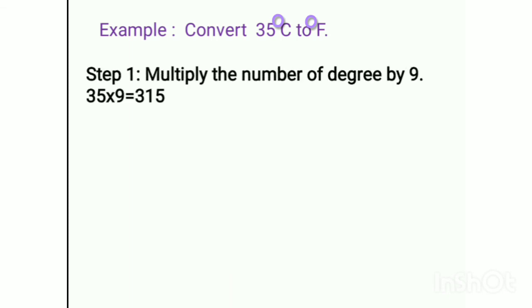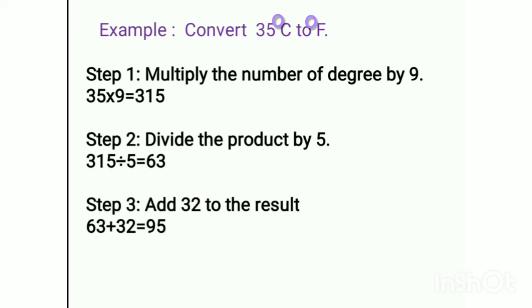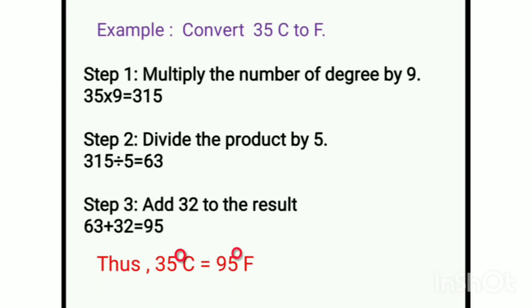Take another example. Convert 35 degrees Celsius to degree Fahrenheit. Step 1. Multiply the number of degrees by 9. 35 into 9 is equal to 315. Step 2. Divide the product by 5. 315 divided by 5 is equal to 63. Step 3. Add 32 to the result. 63 plus 32 is equal to 95. Thus 35 degrees Celsius is equal to 95 degree Fahrenheit.